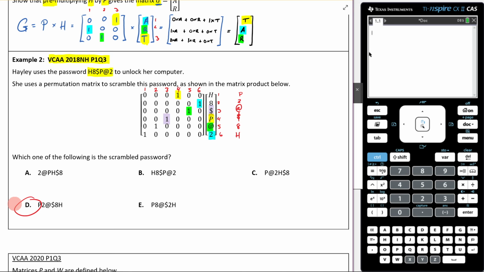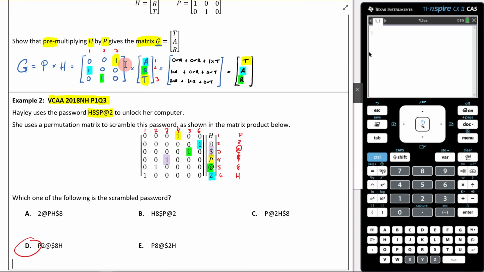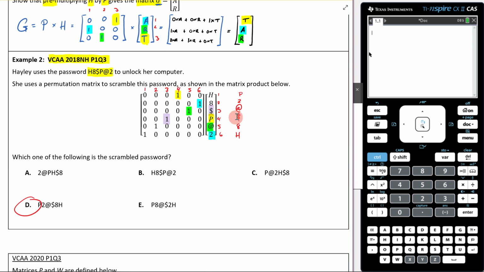So hopefully that makes sense. You don't actually have to perform the matrix multiplication as we have up here, as long as you can understand how the 1s and 0s here move around the elements. Hopefully that makes sense. I'll see you in the next one.